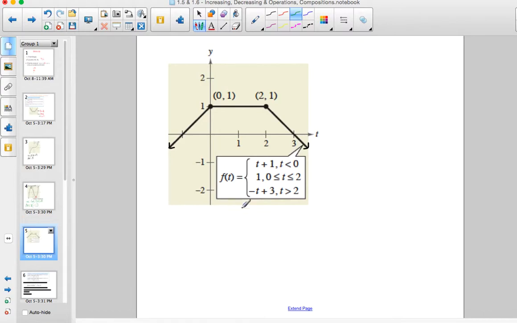This one I want you to just do on your own really quickly. So pause the video and then resume it when you're done. All right, so for this one, we should have had increasing.